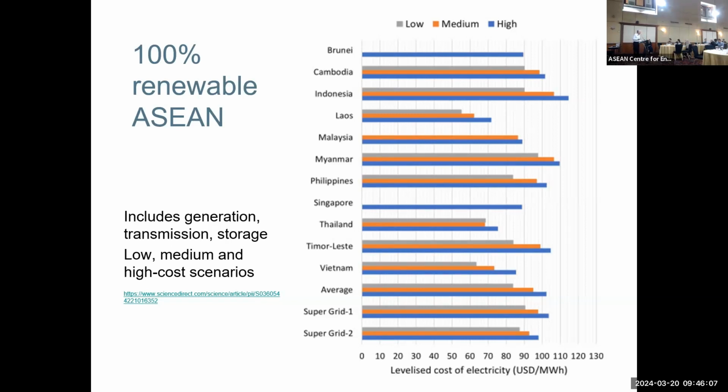Importantly, it turns out in ASEAN that strong interconnection doesn't make much difference. It helps some countries, but in the main, it's not very important because everyone has got pretty good solar, and the solar doesn't change much with the seasons.